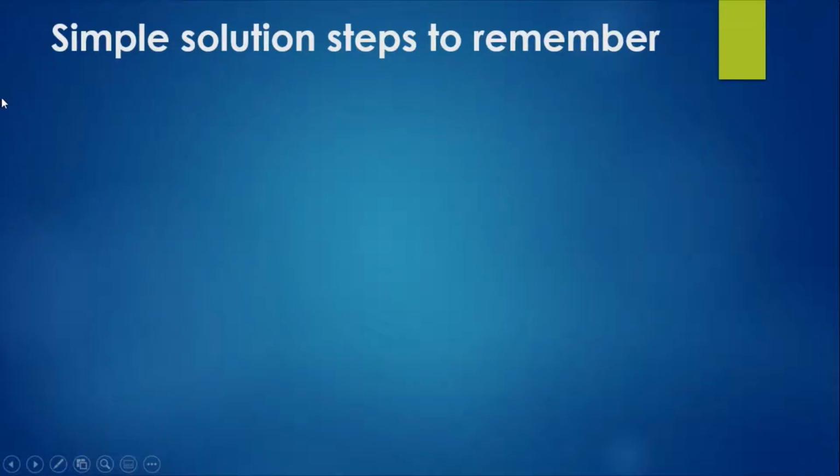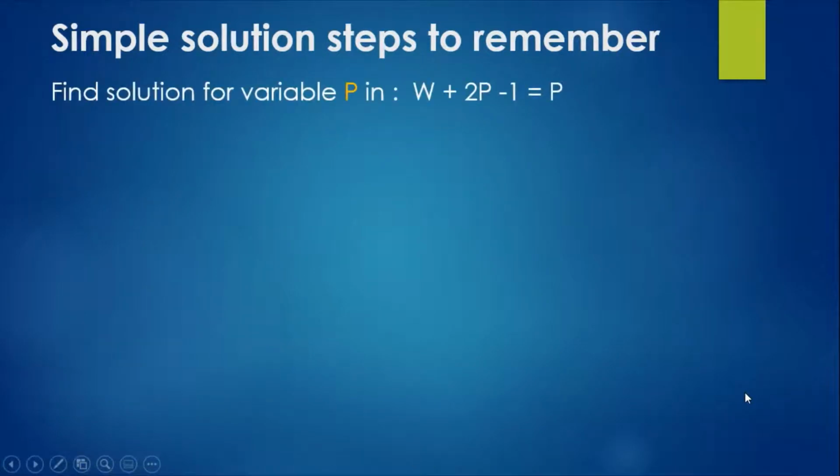So now, what are the 6 steps involved? Let's say there is an equation like w plus 2p minus 1 equals p, and the problem is to find the value of variable p. Generally, I've seen many problems like this with two variables and just one equation. So obviously, you cannot find the exact concrete value of p, like p equals 10, 2, or some number, because there are two variables and one equation. So p is always going to be a function of w, right? We will see more on that.